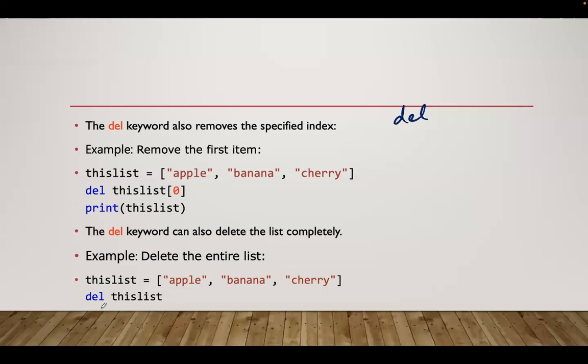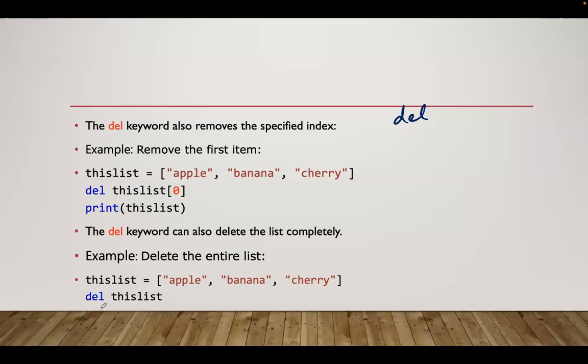So this is why it says the del keyword can also delete the list completely. For example, when you say del this list, when you don't have any index in it, it's going to delete the whole list completely. So let's go to Google Colab and do some of these examples we've mentioned so that we can see in reality how it actually works.